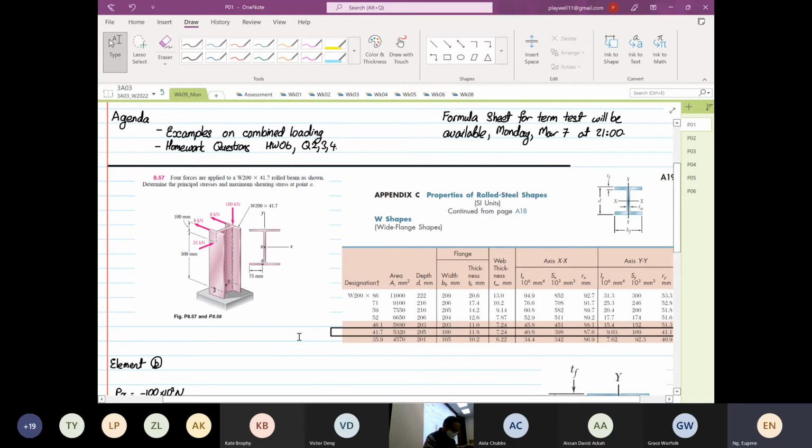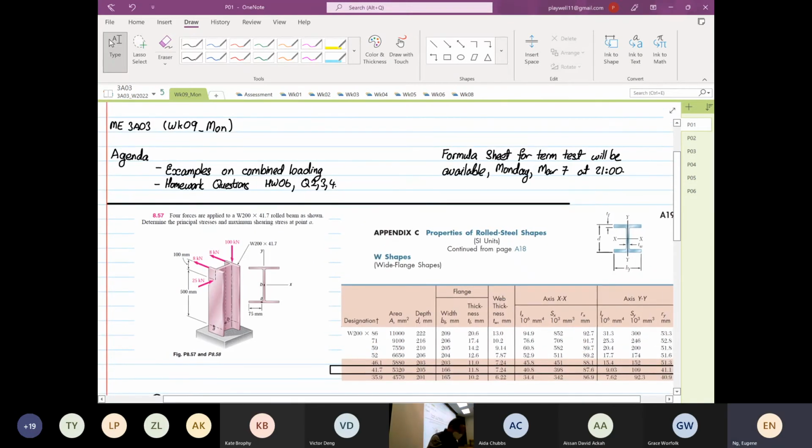Okay, good morning. This is week 9. Time flies. So today we're going to look at examples of combined loading. Then I have a lot of questions on homework number 6, especially question 2, 3, and 4. I will attempt them. I don't think it's that difficult, once you use the technique that I apply.